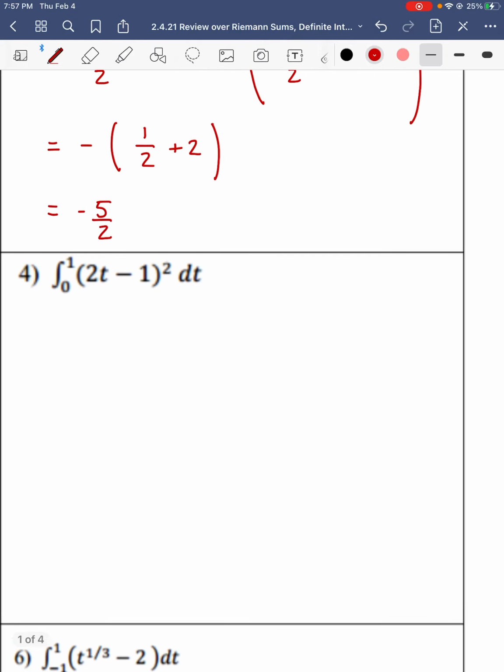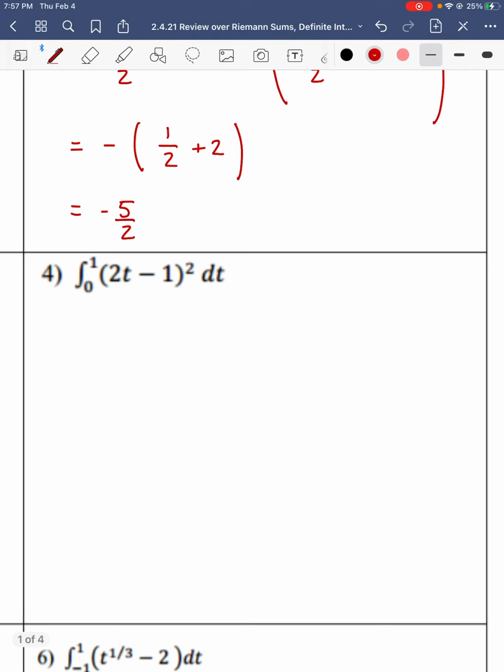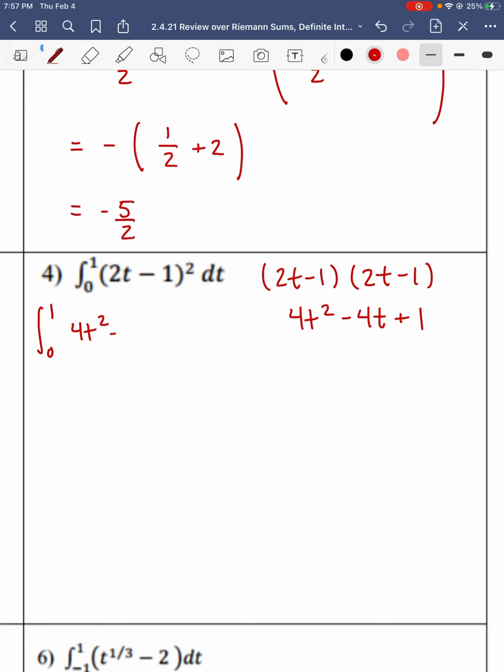Alright, number 4. So for this one, we don't know how to do it if there's a square root on the outside. So I'm going to go ahead and multiply this out. So it'd be 2t minus 1 times 2t minus 1, which would end up being 4t squared minus 4t plus 1. So we'd have the integral from 0 to 1 of 4t squared minus 4t plus 1 dt.